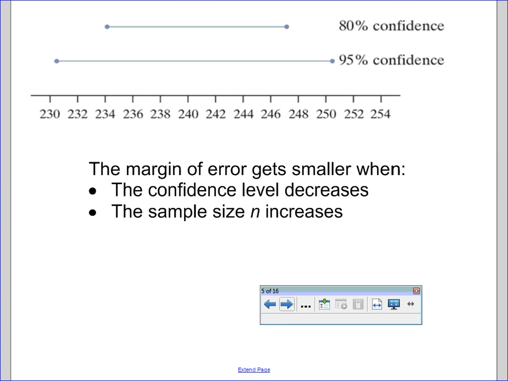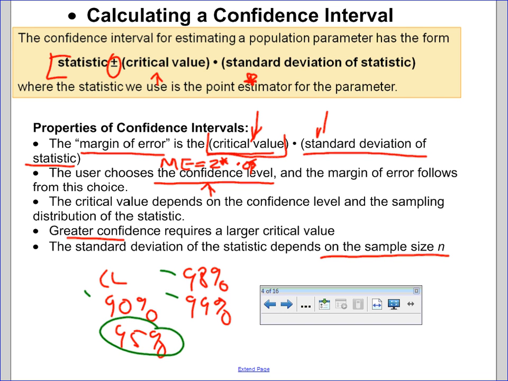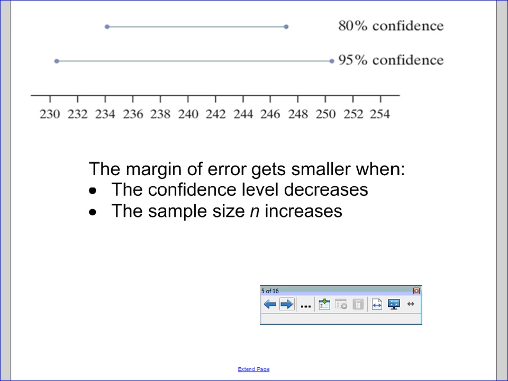So, here we have an 80% confidence interval and a 95% confidence interval. The higher our confidence level, the wider the interval is going to be, because the critical value will increase. And I haven't told you how to find the critical value yet. Don't freak out. We'll get there in a second.